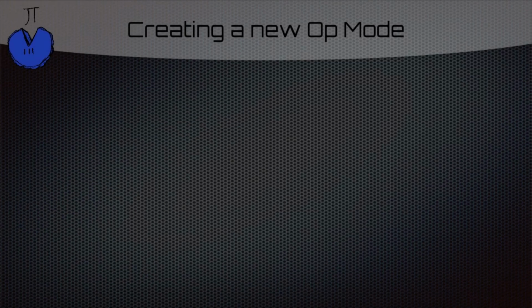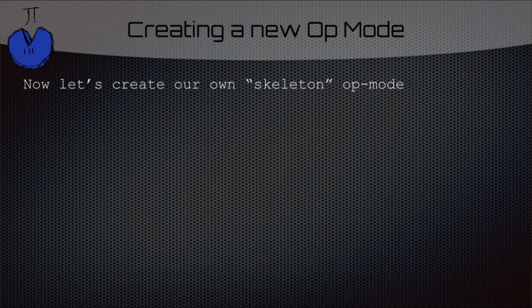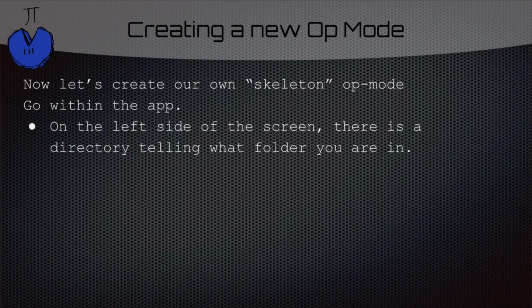So now I will actually show you how to create the skeleton OpMode. We're going to create the thing I just showed you, and again, it won't actually do anything, but it is a good starting point, and you can save it to copy and paste for later OpModes. When you go within Android Studio, there's a directory on the left side of the screen telling you what folder you're in. You're going to want to go to this directory location. I'll show you how to get there in just a second.